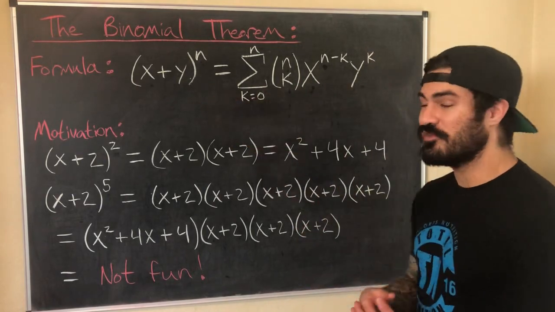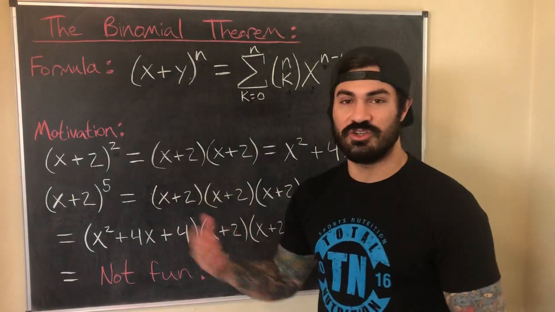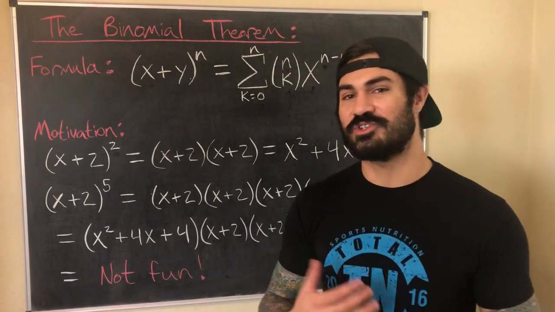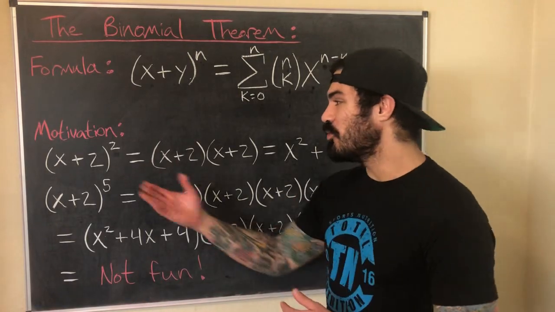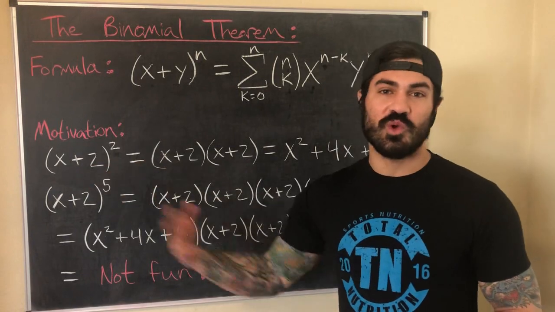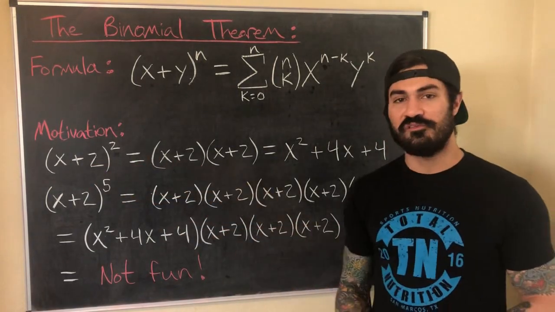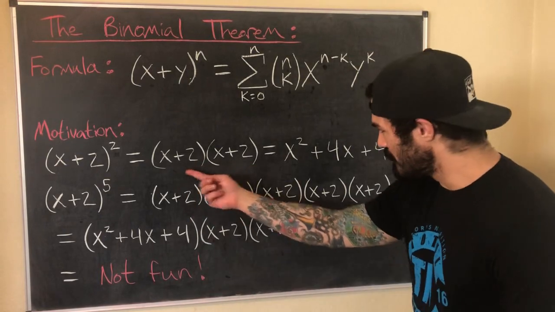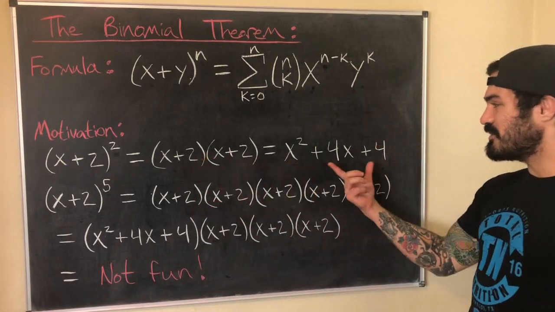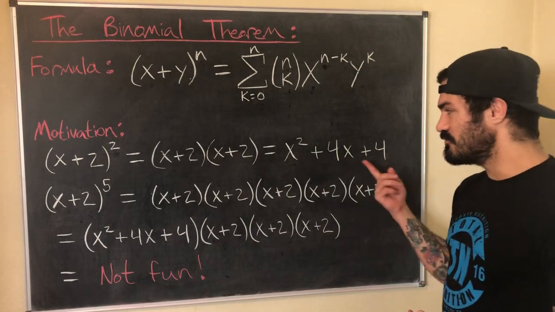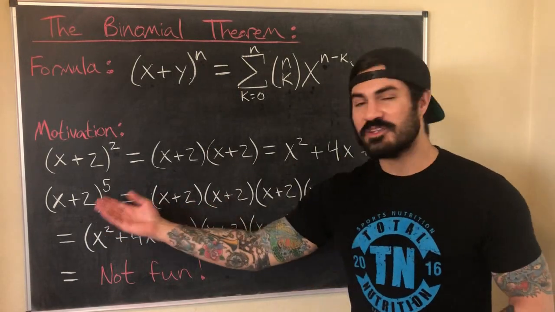So this is the formula, but first I want to talk about the motivation. Why do we care about this theorem? That's always a cool thing to look at, right? Well, let's look at this example, x plus 2 squared. This is pretty easy to expand, right? We can write it out twice. We can use that four-letter F word, FOIL: first, outer, inner, last. Combine the like terms, then we get this expanded polynomial.